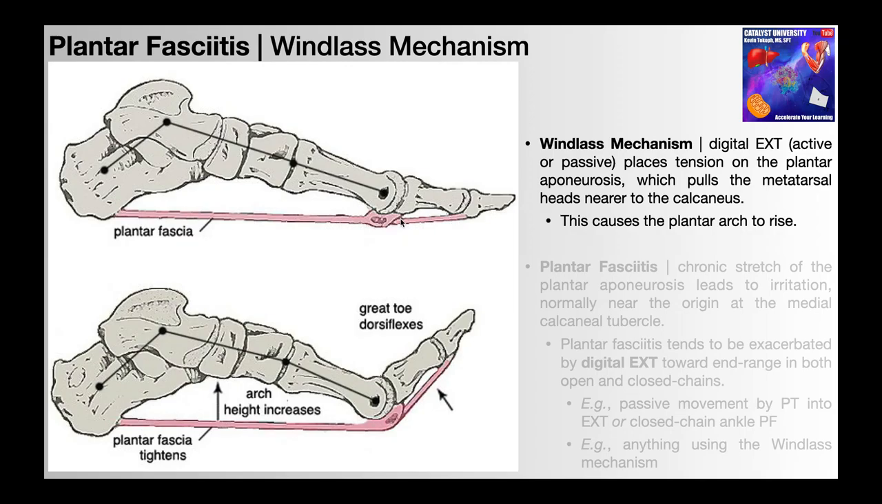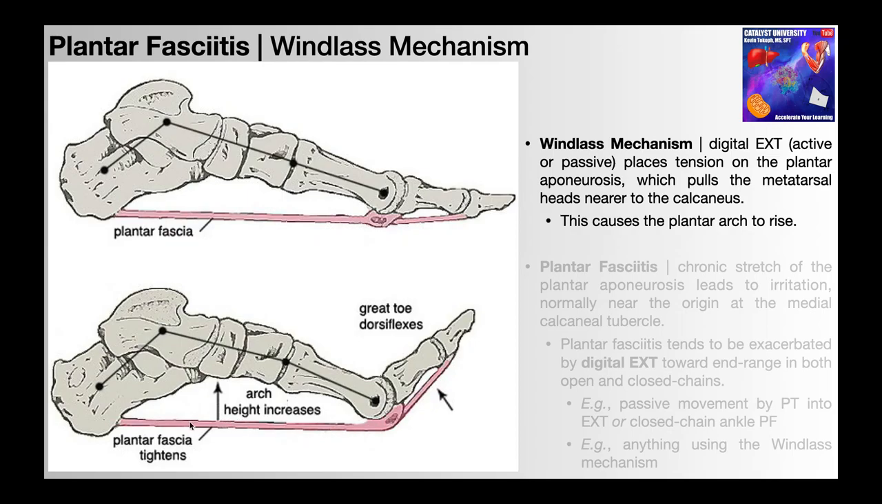So what is the Windlass mechanism? The Windlass mechanism takes place anytime we have dorsiflexion of the great toe, or you could think of that as extension of the great toe. So when the great toe extends, like you see right here, it actually puts tension on this portion of the plantar fascia. It actually stretches it. But because this entire sheet of fascia is one continuous unit, when you stretch this part of the plantar fascia, the whole thing stretches, the whole thing gets tension on it.